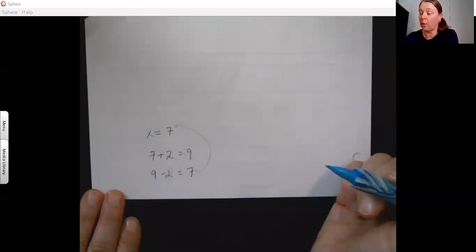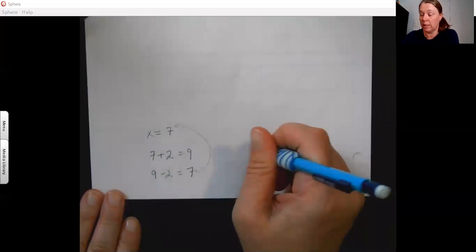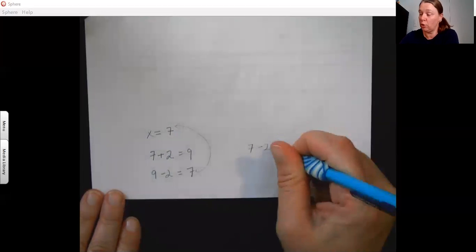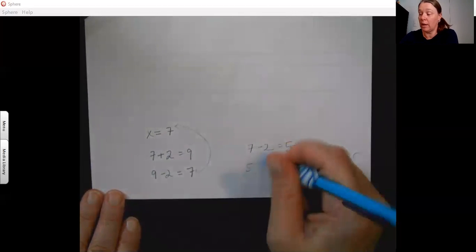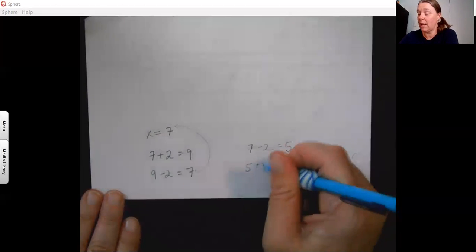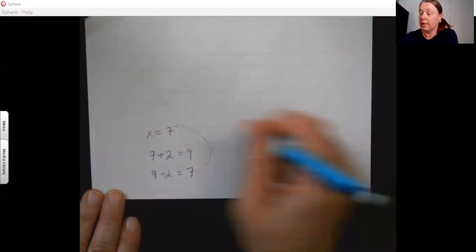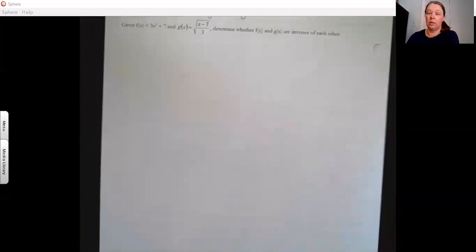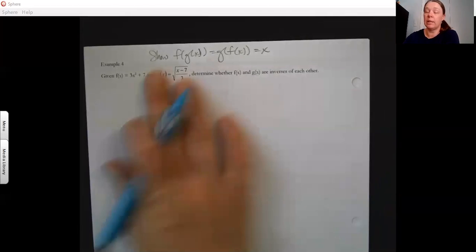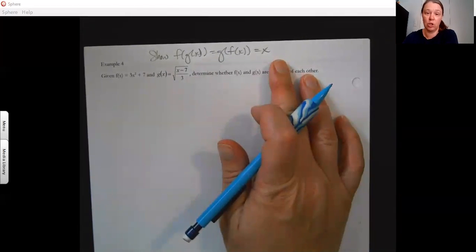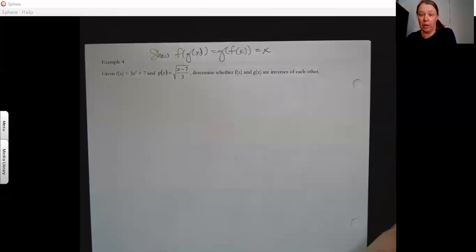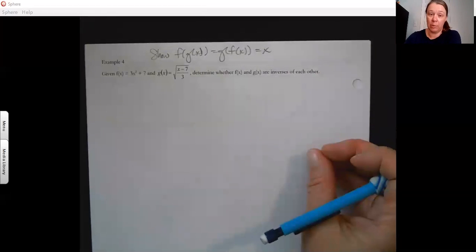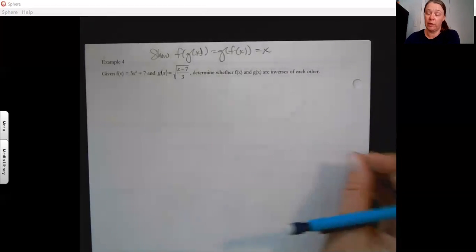Now I have to show that works in both directions. So if I started with a 7 and then I subtracted 2 and got 5, and then I took my answer and applied the inverse operation, which is to add 2, I also get 7. So that is what this up here is implying that you need to do. So you need to show that if you take something and you do the operation and apply the inverse operation to it, that they're inverses of each other.